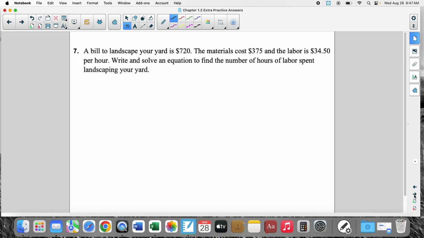A bill to landscape your yard is $720. The materials cost $375, and the labor is $34.50 per hour. Write and solve an equation to find the number of hours of labor spent landscaping your yard. So we want to find the number of hours. Okay, so we have a bill that is $720.